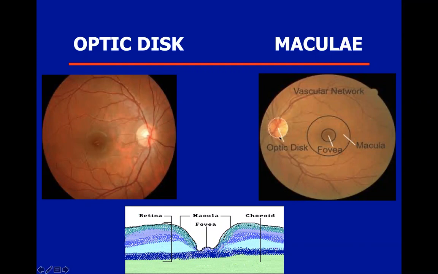You're going to be hearing me talk a lot about the macula. If this is your optic disc here, this is the back part of your eye. The macula is in the center of your retina. The macula is in charge of your central vision. And the fovea, which is in the center of the macula, is in charge of your fine vision.